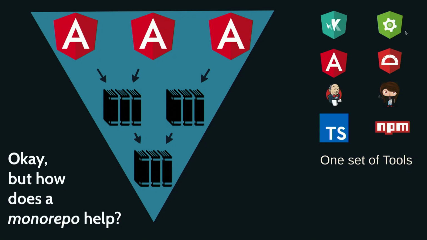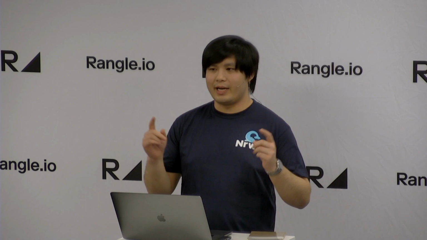Spoiler: one set of tools for your whole repo, right? One repo, one set of tools, a lot of code. So you'll have one version of Karma, one version of Angular, one Jenkins pipeline. You just have to manage it once for your whole organization, or at least what's relevant to you.